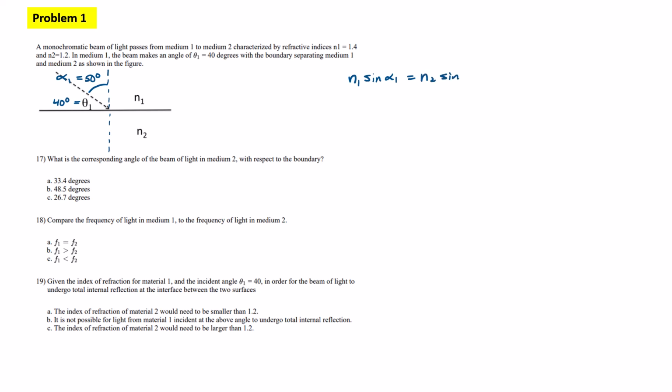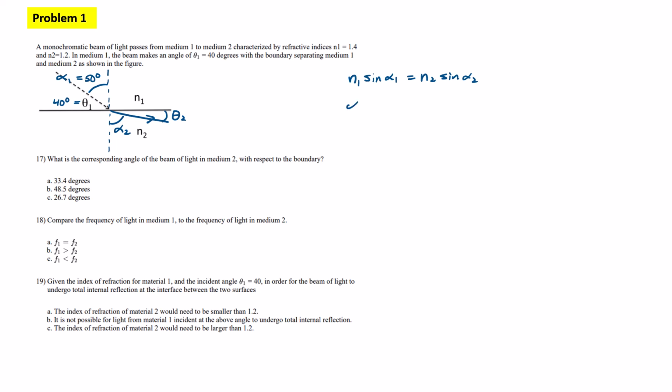N2 sine of alpha 2. Again, this is going to bend. It goes from a high index of refraction toward a low index of refraction. So guess what? That should bend like this. It should bend away from the normal. And this would be my angle alpha 2, but they are asking me to solve for this angle, theta 2. So we just got to be a little bit careful here. I'm going to start off by solving for alpha 2. Once I have alpha 2, clearly I can easily find what theta 2 is.